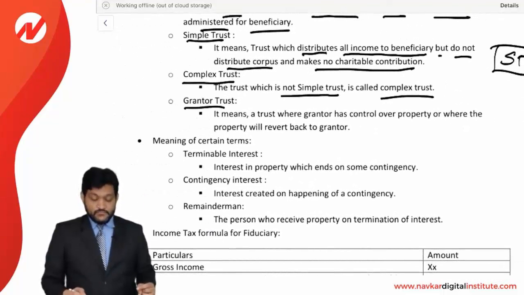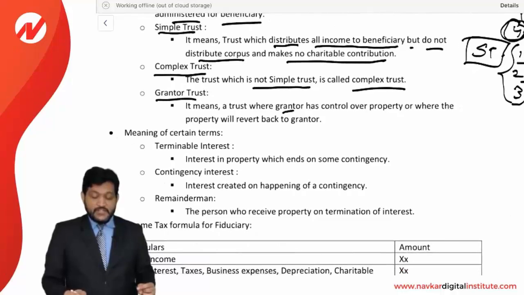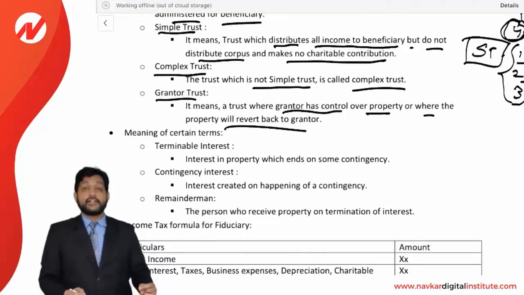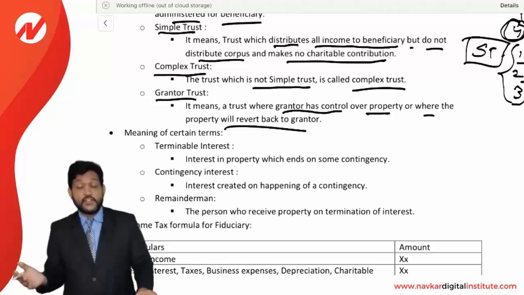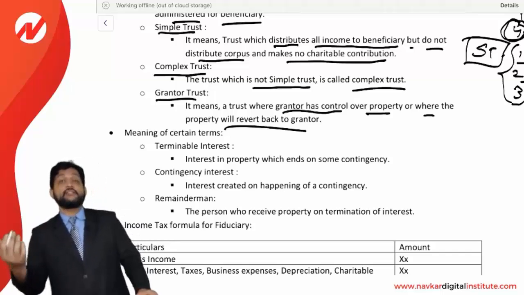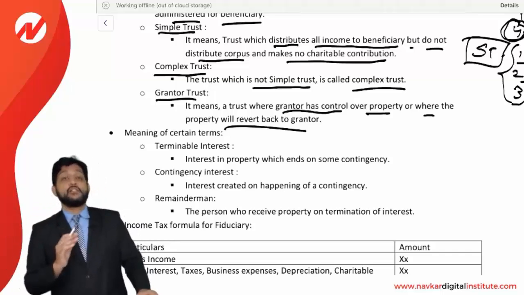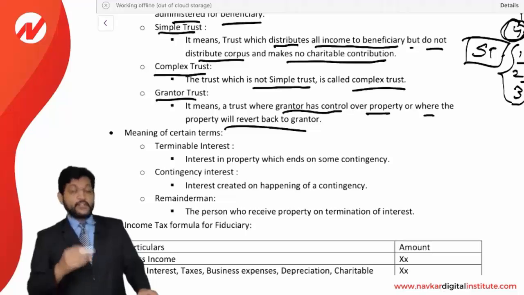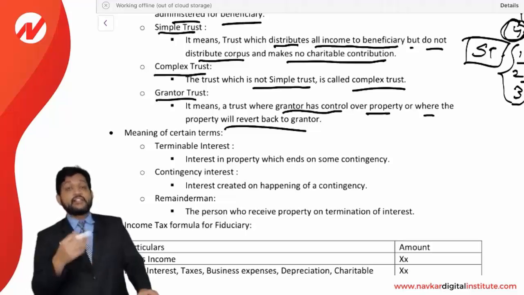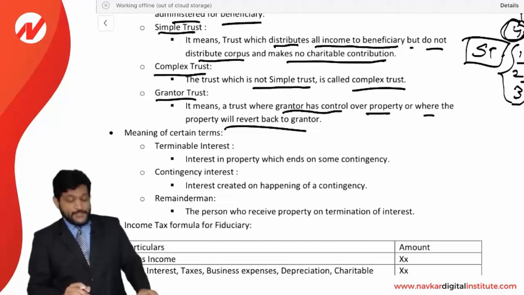Grantor trust. It means a trust where the grantor has control over the property, or where the property will revert back to the grantor. The grantor has just given a property to the trust for the benefit of a beneficiary, and ultimately the property will revert back to the grantor when the term terminates. So we can say the grantor has kept all the control over the property, and he will decide where the property will go on the termination of the trust. That is called a grantor trust.